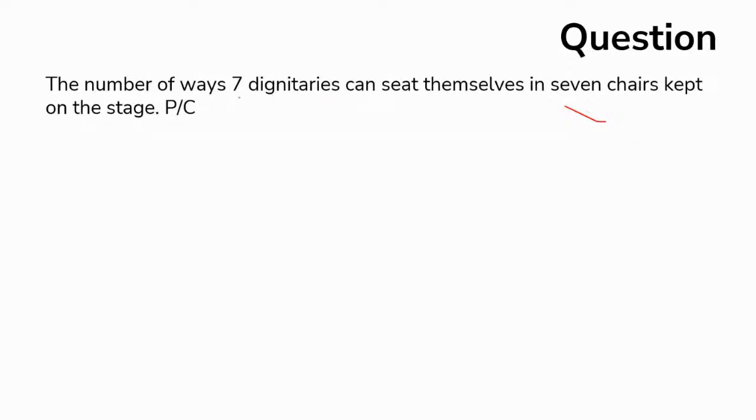How many dignitaries are there? Seven dignitaries, and they can seat themselves in seven chairs. So is it permutation or combination? The number of ways they can be arranged is being asked. Arrangement is always given through permutation, which is P. So it is 7P7, and for the calculation it is 7 factorial divided by (7 minus 7) factorial.